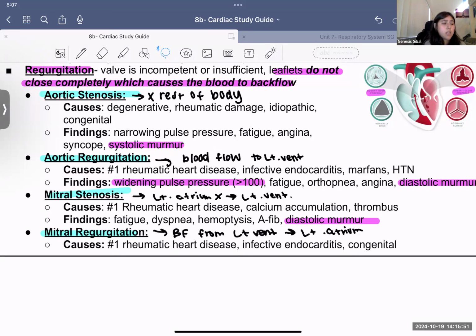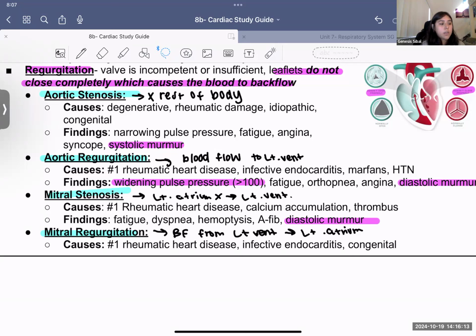Again, with all of these, the causes are going to be usually related to rheumatic disease or fever. And then the murmurs for this is probably the only thing you have to know. I'm not going to really go over this just because I don't necessarily think she's going to test you on, oh, fatigue, angina, syncope.